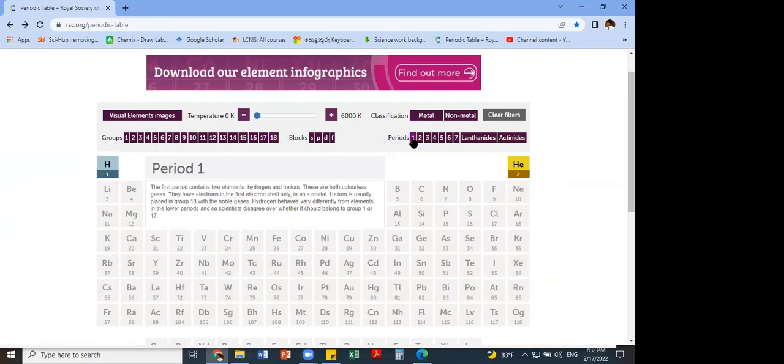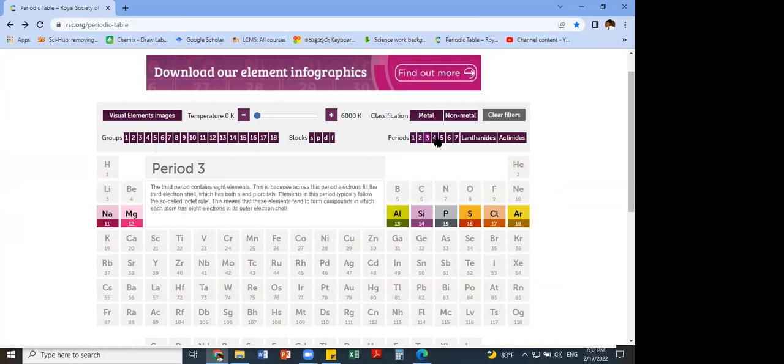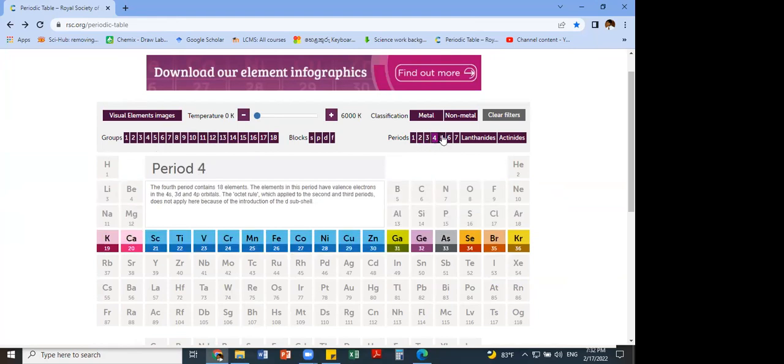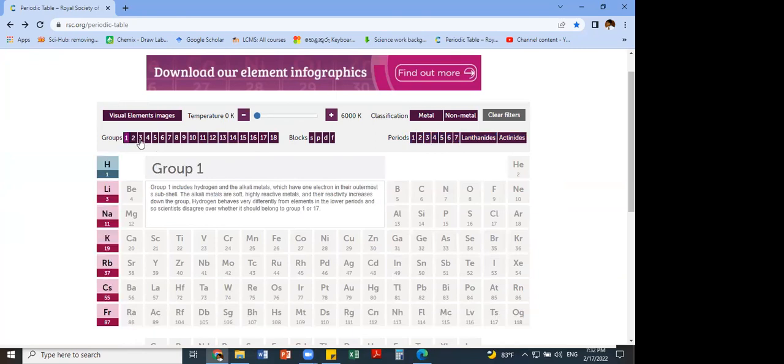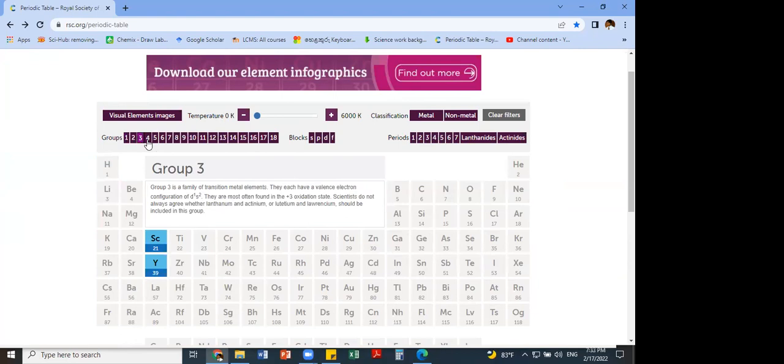Now the periods. You can see the first period, second row elements, third row, fourth row, fifth row, sixth row, seventh row. There are 7 rows. They are called periods. These vertical columns are called groups.